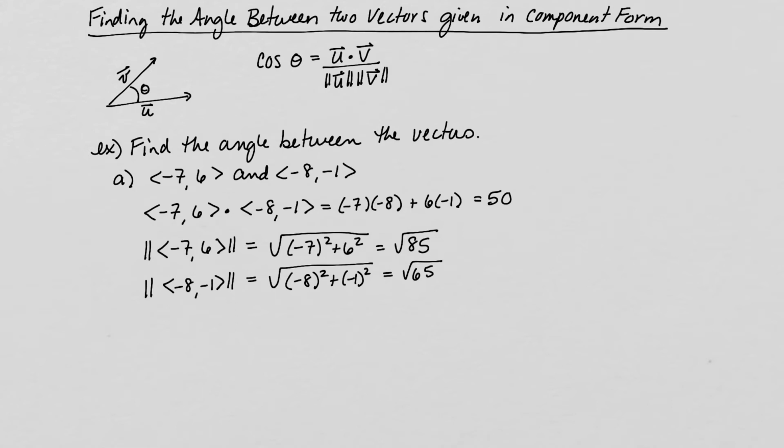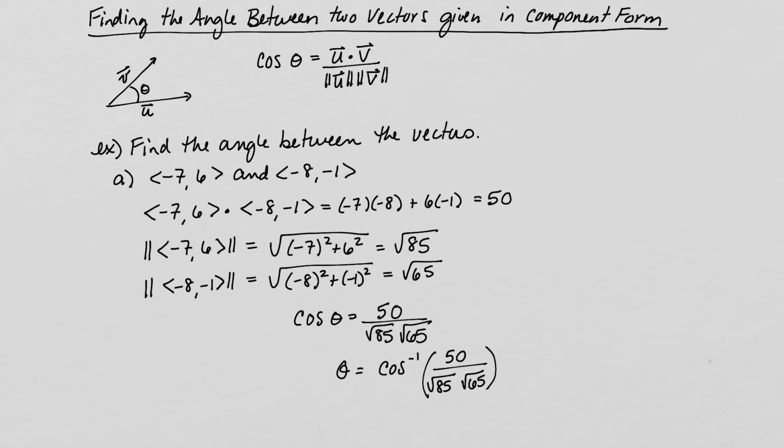And so now, if we put these into our formula, we have that the cosine of theta is equal to, so u dot v we said was 50, divided by square root of 85 times the square root of 65, which means theta is going to be the inverse cosine, so we take the inverse to get back to theta, of 50 divided by square root of 85, square root of 65.